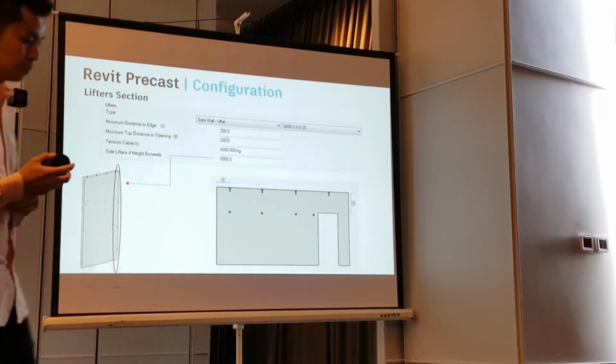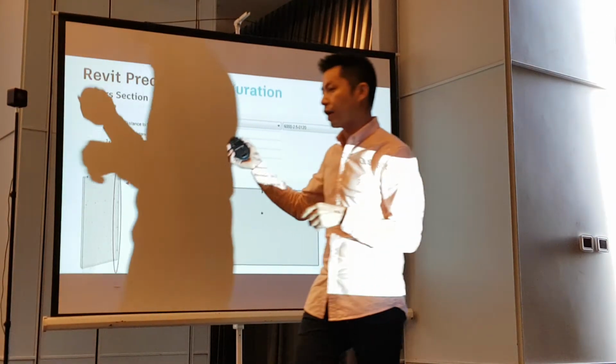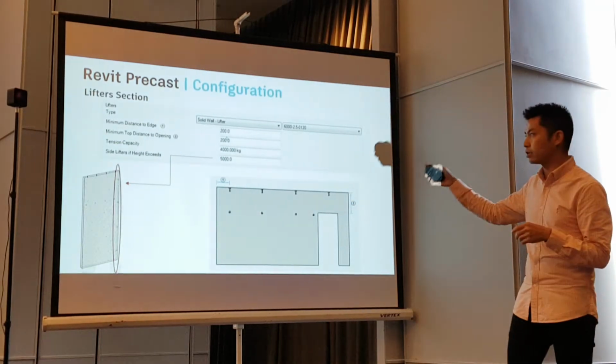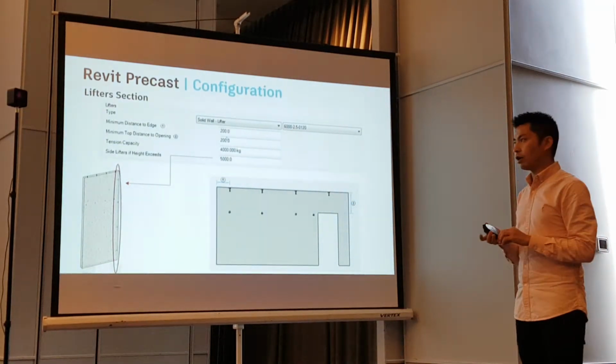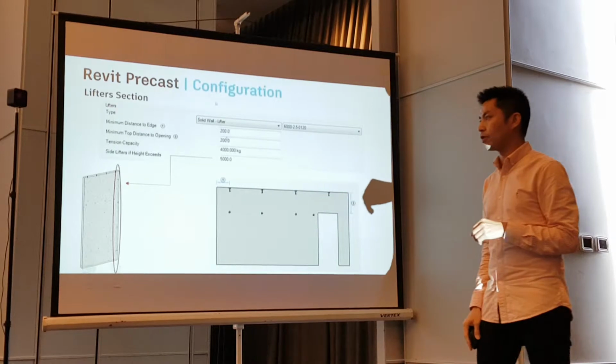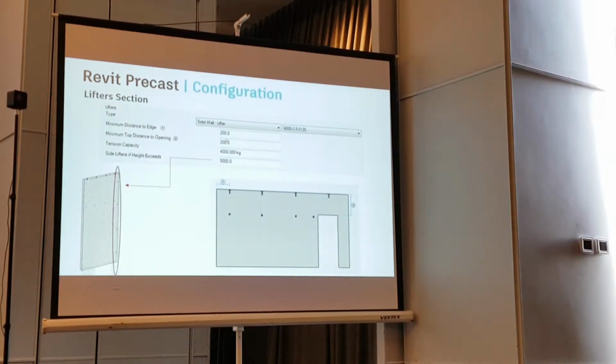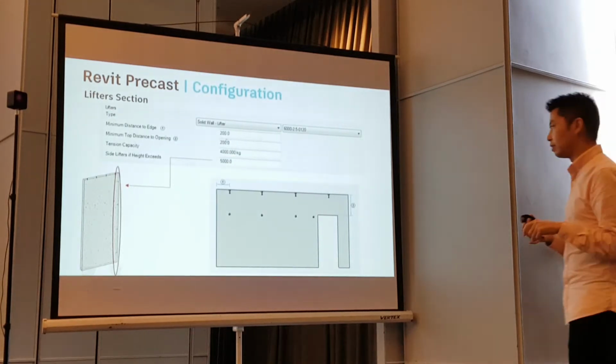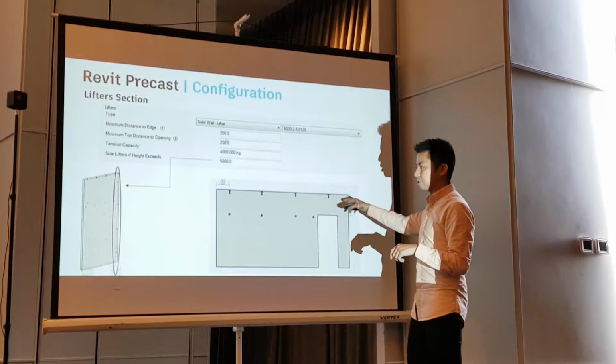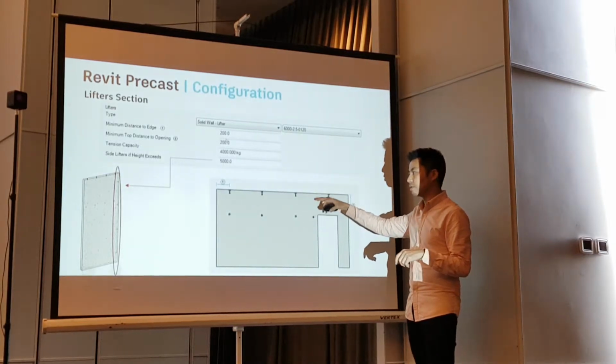Okay, so now let's look at the configuration a while. I quickly did a screenshot for you guys on the settings for the lifters. If you go to your Revit, go to the configurations, solid walls. First of all, if you look at the lifters, if anyone doesn't know what lifters are, you can look at the screenshot that I created for you guys over here.